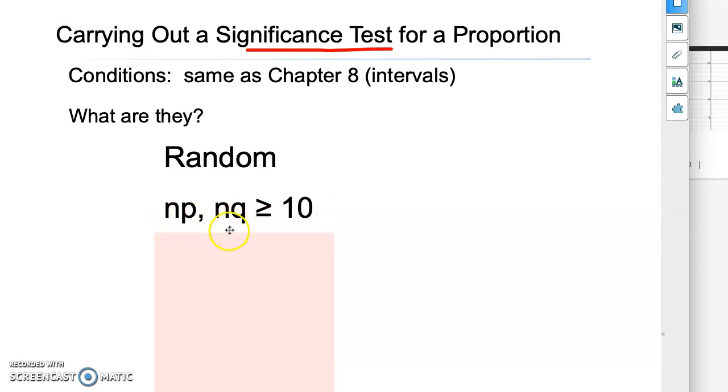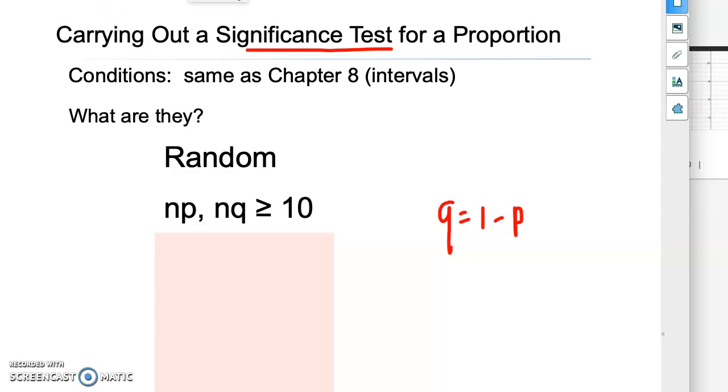np and nq, I'm going to start using q now. q equals 1 minus p, just in case you forgot that. Let's write that down. q equals 1 minus p. So np and 1 minus p, or nq, has to be greater than or equal to 10.